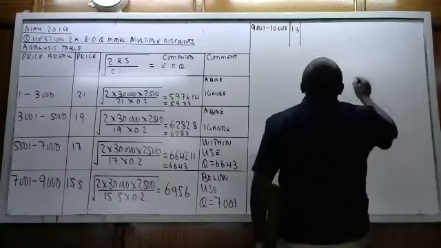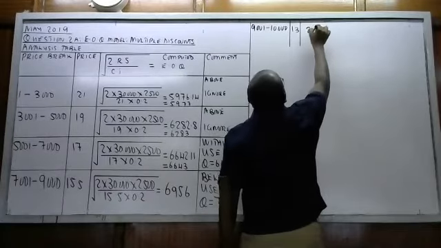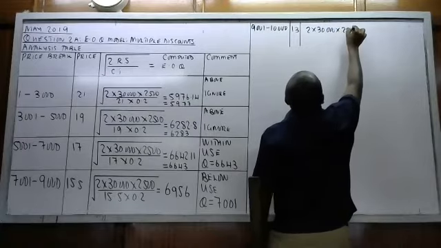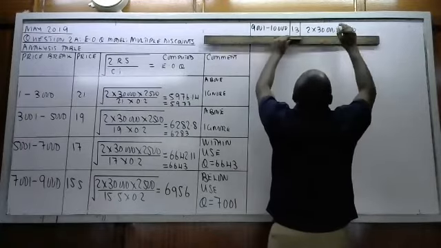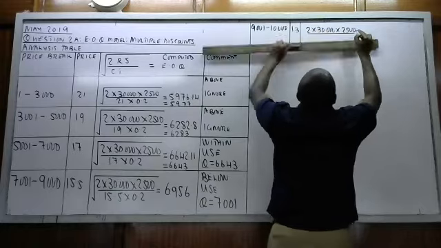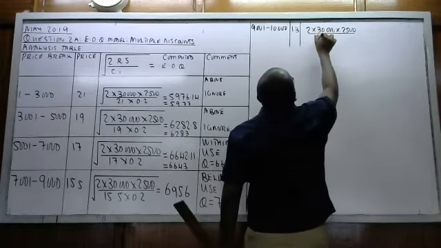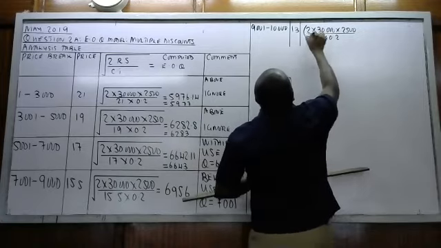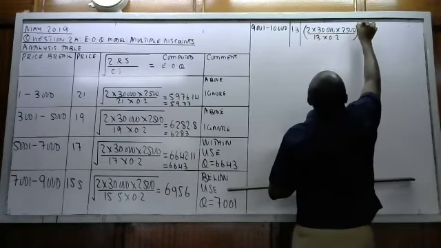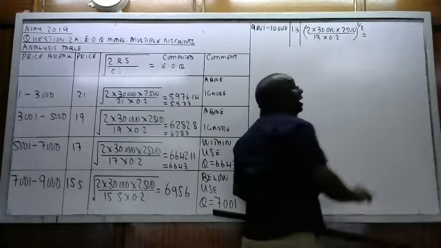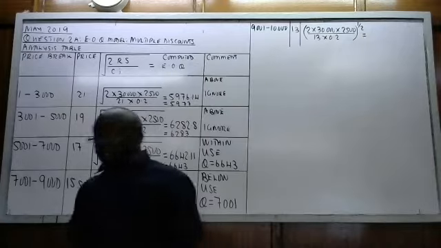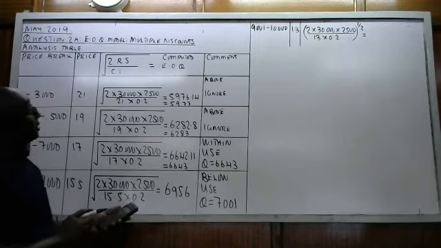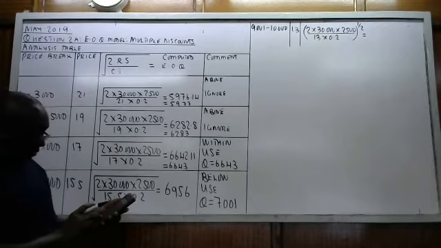So now we will say 2 times 30,000 times 2,500. You divide by 13 times 0.2. You raise to power half. Remember, raising to power half is the same thing as getting the square root. So now this will be 2 times.